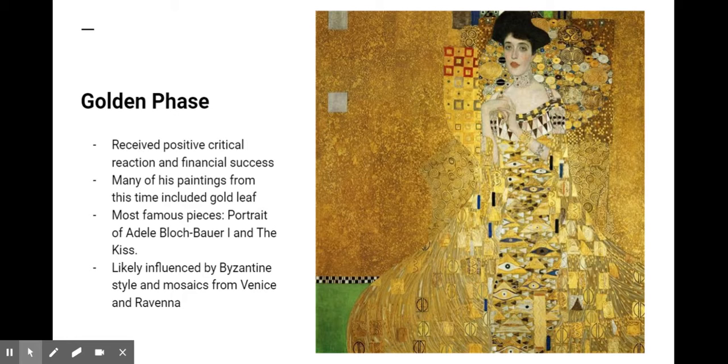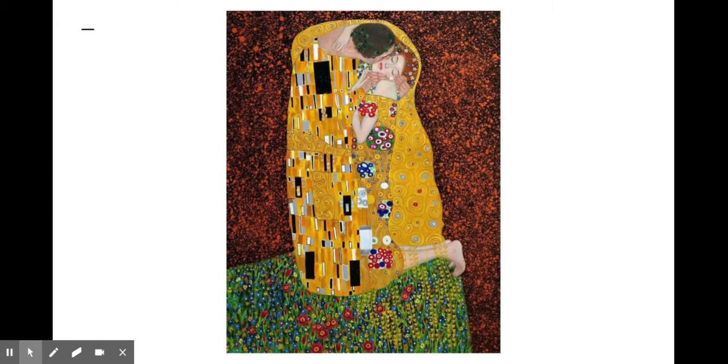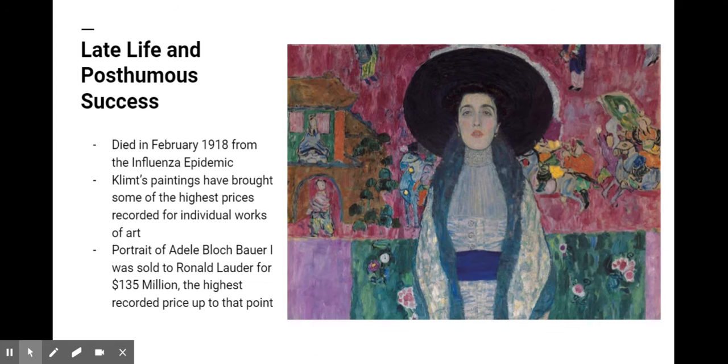Klimt traveled little, but trips to Venice and Ravenna, famous for their beautiful mosaics and Byzantine influence, most likely inspired his gold technique and his Byzantine-like imagery. Klimt was known as a bit of a recluse. He socialized little and spent most of his time at home with his art and his family.